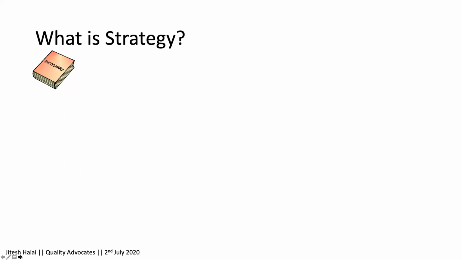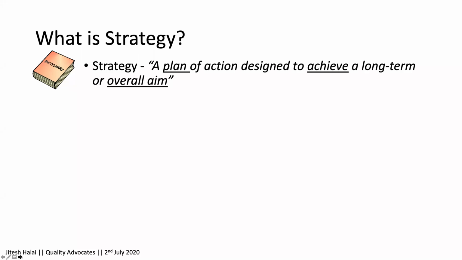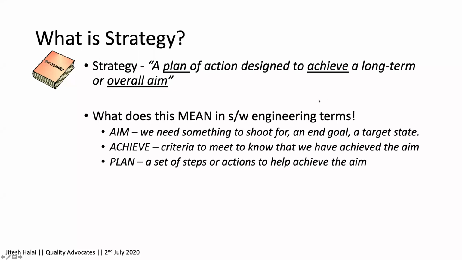Excellent. So let's get everybody on the same page, because I find terminology is always a problem, and everybody understands these words slightly differently. So what I've taken is the definition of strategy from the Oxford Dictionary, and it describes it as a plan of action designed to achieve a long-term or overall aim. Now, what does this mean in engineering terms? So the aim is, we need a goal to shoot for. We need an end state.